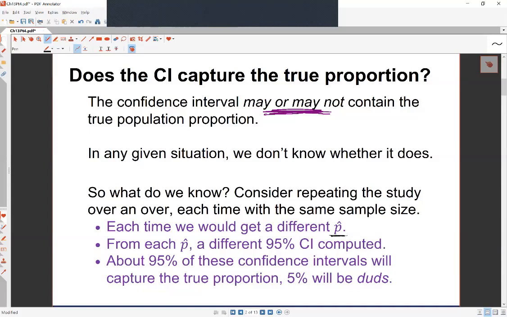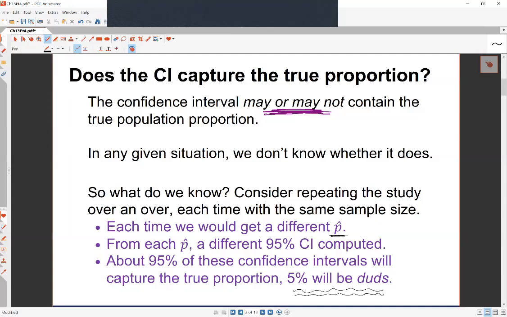And if each of you constructs a 95% confidence interval, then what that confidence level tells me is what proportion of you would have confidence intervals that capture the true proportion. So 95% of you are going to have confidence intervals that contain the true value. Now remember, we don't know what the true value is, but whatever it is, 95% of you will have intervals that contain the true value. But 5% of you will have confidence intervals that are duds, that do not contain the true value.